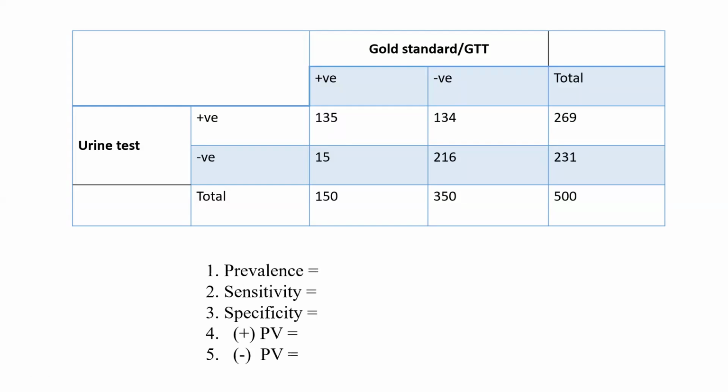So these are the sensitivity and so on. Prevalence you can also calculate using this. What is the prevalence of diabetes in this population? How many people actually have diabetes in this population? It is 150, sorry, the gold standard positives are considered, so 150, and the total population is 500. So prevalence can be calculated as 150 divided by 500.